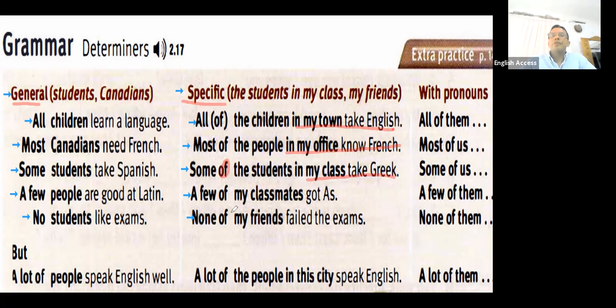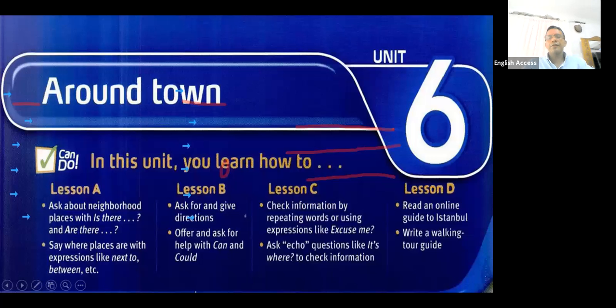All right, let's continue, please. We saw this. That's from Unit 5. And then we have the last one, Unit 6, around town. This is what we learned in Unit 6. Andrea, will you mind reading lesson A, please?